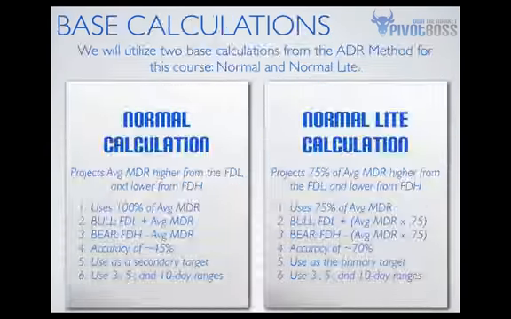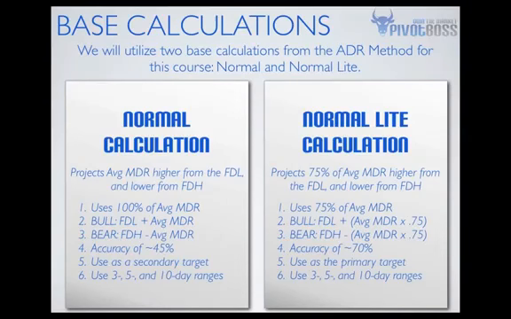Now let's look at the base calculations that we're going to be using to forecast swing targets. We're going to utilize the two base calculations from the ADR method, which are normal and normal light. The normal calculation forecasts 100% of the average MDR, while the normal light calculation forecasts only 75% of the average MDR. And for bull targets, you're going to be projecting the MDR higher from the first day low or the entry bar low, whereas the bear targets are going to be projecting the MDR value lower from the first day high or the entry bar high.